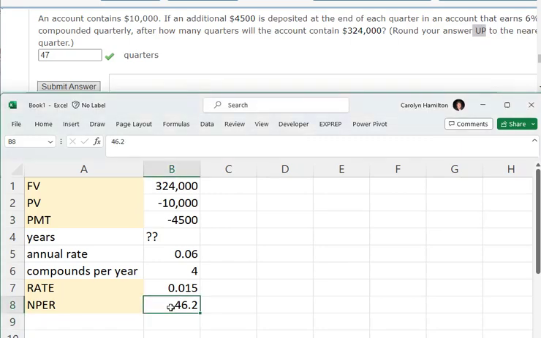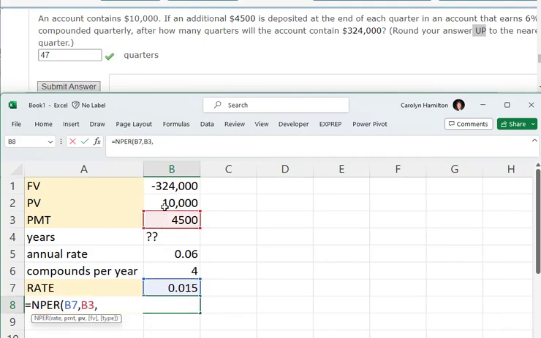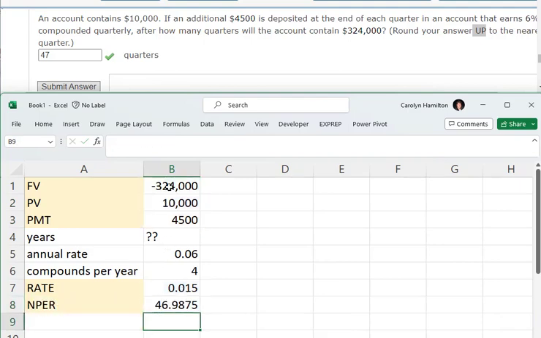If your number of periods turns out to be negative, it's because you don't have different signs. Okay, and you could have positive 10,000 if you have a positive 4,500, but then your future value has to have a different sign. So that would work out when you do your number of periods. It still turns out the same, but if you have all of your signs the same, then you get a number error, or you might even get like a negative number of quarters.